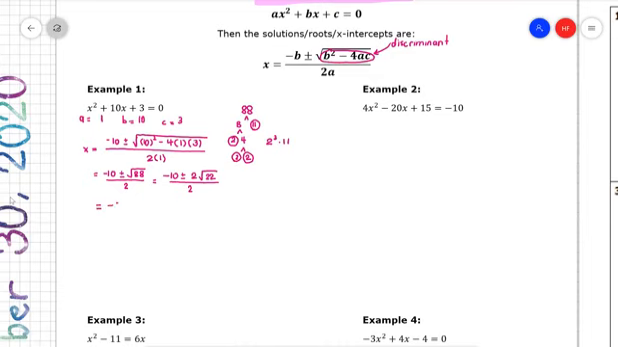Now be careful when you reduce by any number that you're only doing front numbers. So not inside the radical, that stays the same, but the outside is the one that's going to be divided. So now we have negative 5 plus or minus the square root of 22. I cannot reduce anything any further, so that is my answer. Then we'll move to example 2.